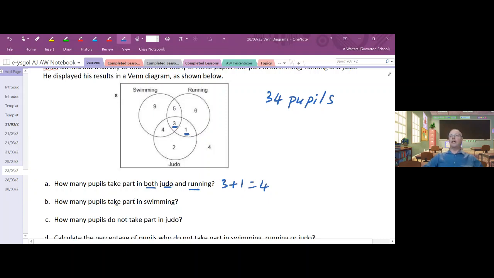The next question, how many pupils take part in swimming? Okay, so for swimming, it's everyone inside of the circle for swimming. Right, so everyone inside here. So it's adding up all those values. Okay, so that's what I'll do now. I'll say 9 and 5 and 3 and 4. Okay, 14, 17, 21. 21 people take part in swimming.